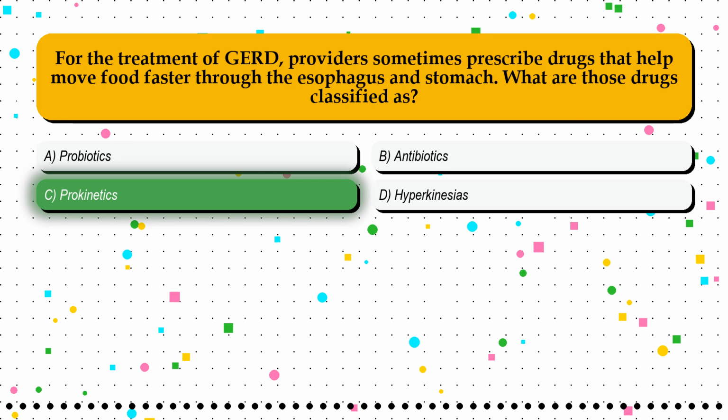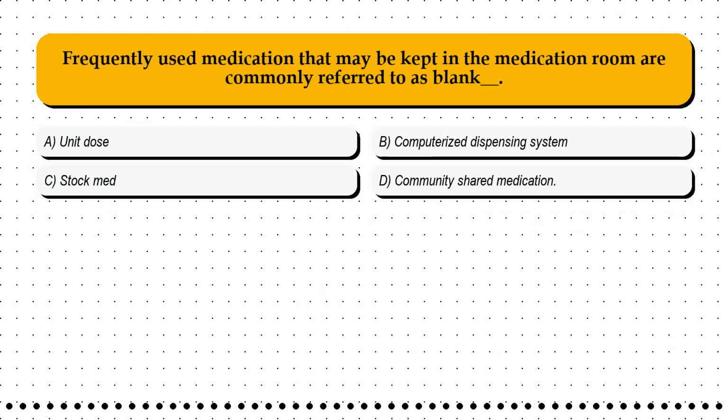The correct answer is option C, prokinetics. Question 100. Frequently used medication that may be kept in the medication room is commonly referred to as blank. Option A, unit dose. Option B, computerized dispensing system. Option C, stock med. Option D, community shared medication.